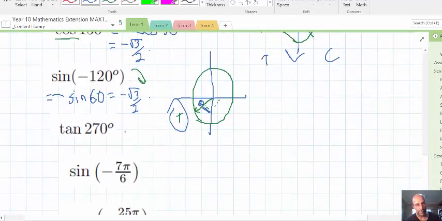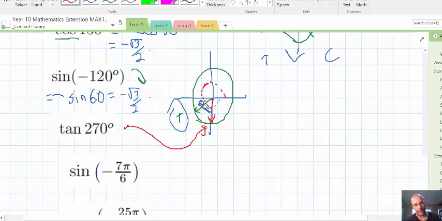Next, 270 tan. Alright, now, actually I won't do that. I will change to red. Now, 270 is when the radius arm is pointing 3/4 of the way around.